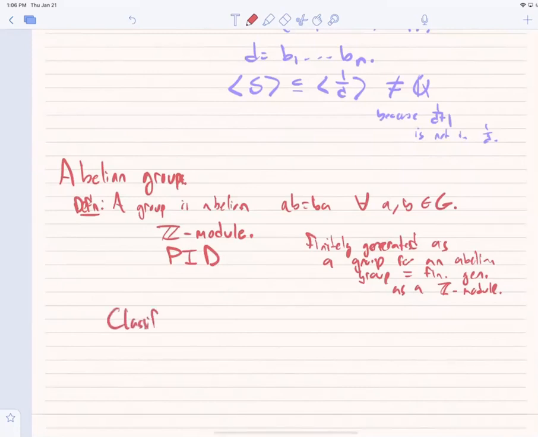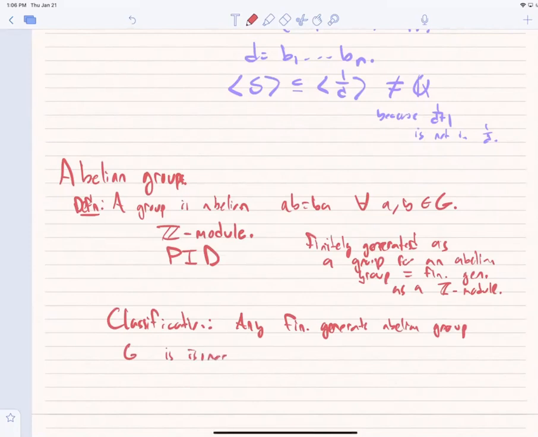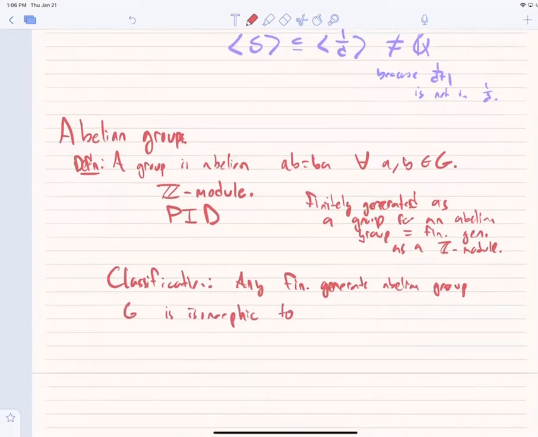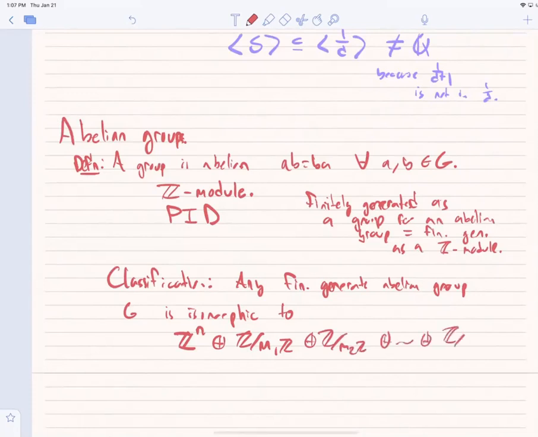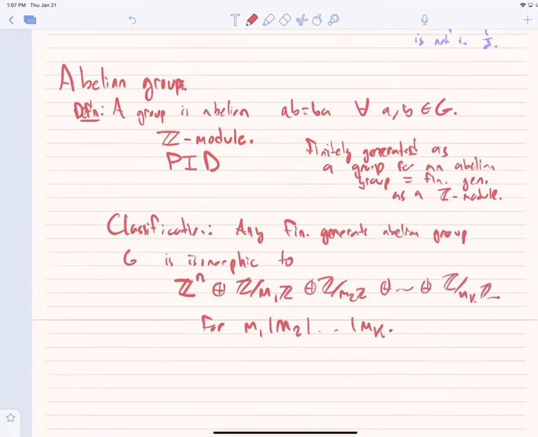So the classification in this case is the statement that any finitely generated abelian group G is isomorphic to, I'm going to use slightly different notation, and I'll explain why in a second, Z to the n for some n, plus Z mod m1 Z, Z mod m2 Z, and so on all the way up through Z mod mk Z. So m1 divides m2, and so on, all the way up to mk. And this is for a unique choice.